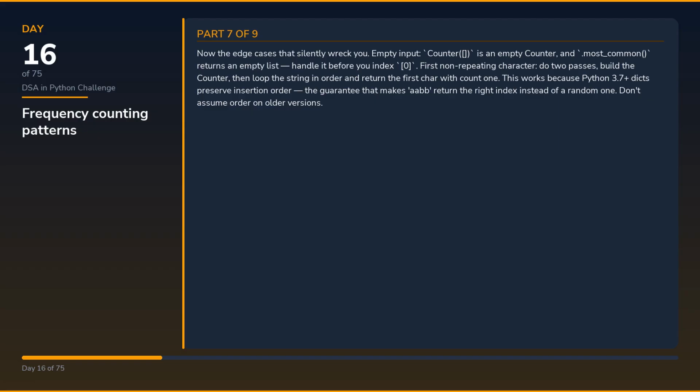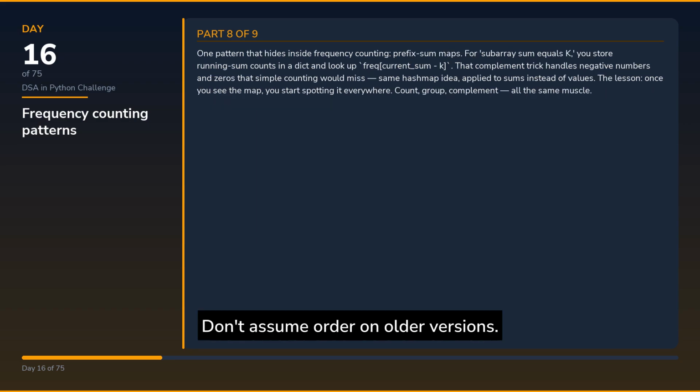Now the edge cases that silently wreck you. Empty input. Counter of an empty input is an empty counter and .most_common returns an empty list. Handle it before you index 0. First non-repeating character. Do 2 passes, build the counter, then loop the string in order and return the first character with count 1. This works because Python 3.7+ dicts preserve insertion order, the guarantee that makes it return the right index instead of a random one. Don't assume order on older versions.